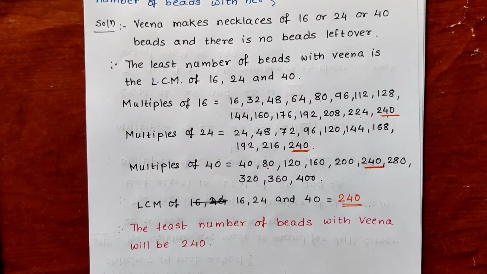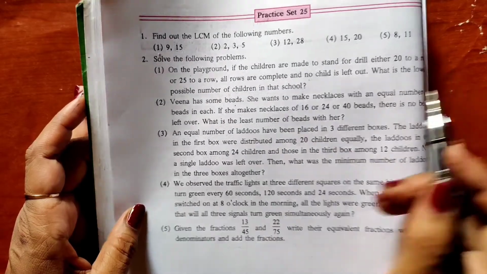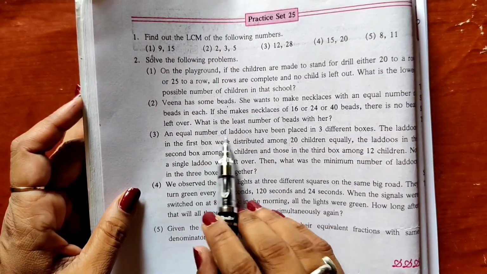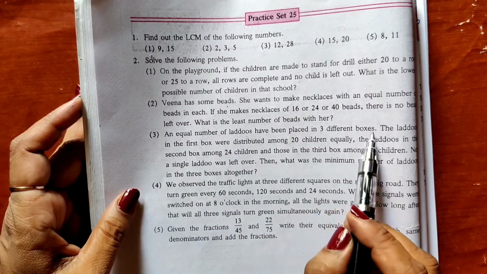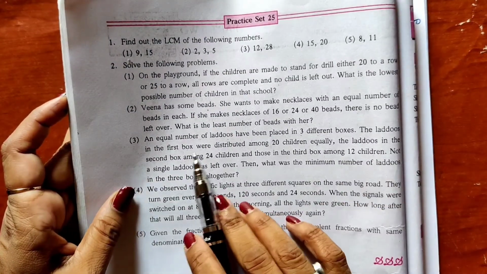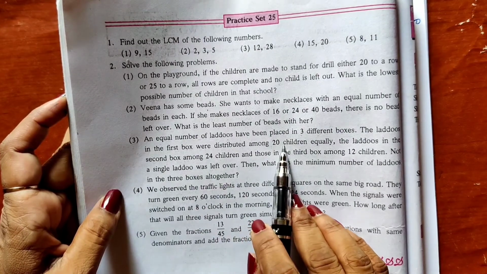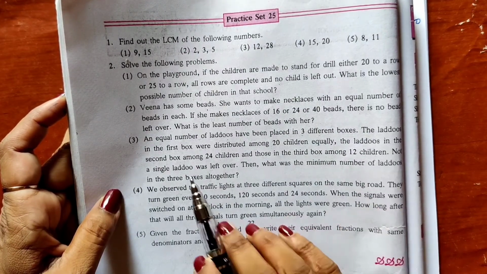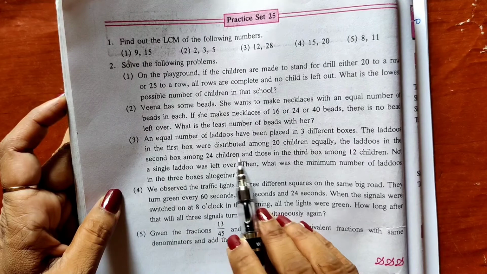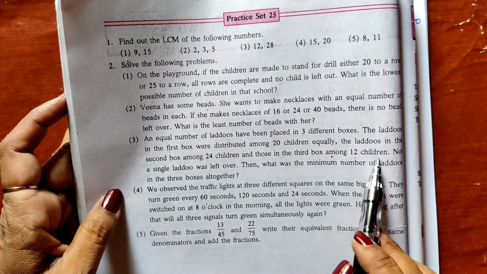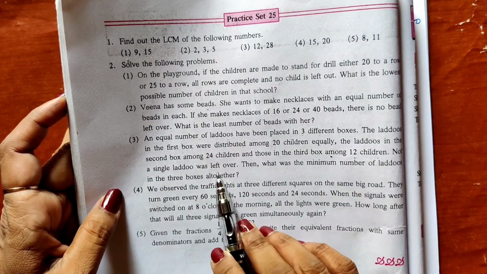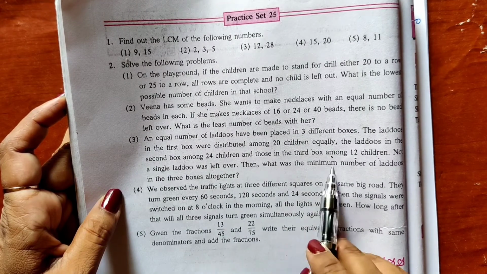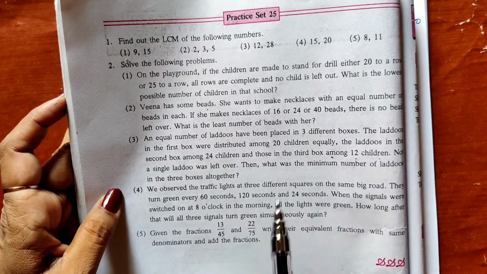Now let us go on to question number 3. Now see what is there in the third question. An equal number of laddus have been placed in 3 different boxes. The laddus in the first box were distributed among 20 children equally, those in the second box among 24 children, and those in the third box among 12 children. Not a single laddu was left over. Then what was the minimum number of laddus in 3 boxes altogether?